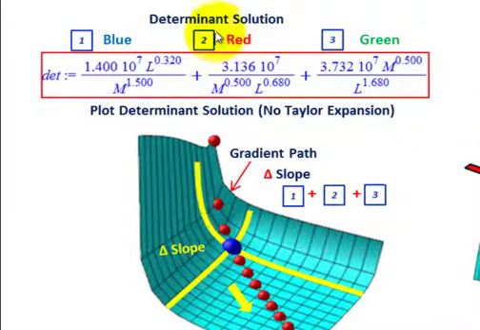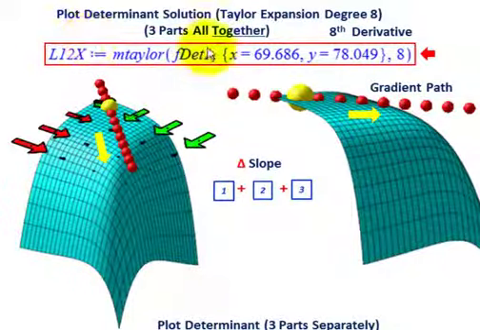Okay, now we'll expand on this determinant solution, that 3-part solution, 1, 2, and 3. So let's look at it over here. Now, this is where I plotted the determinant solution, and it was based on that Taylor expansion, the 8th degree, of the 8th derivative of our function. But I've added all of our 3 parts together, just adding everything together. And then I've done this Taylor expansion just based on adding everything together at some points.